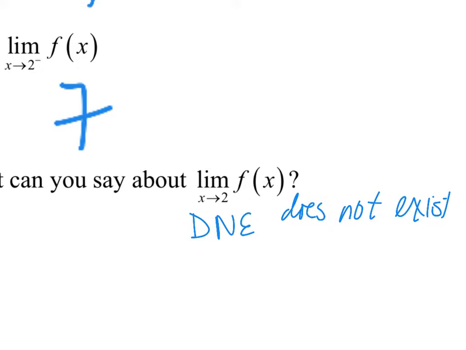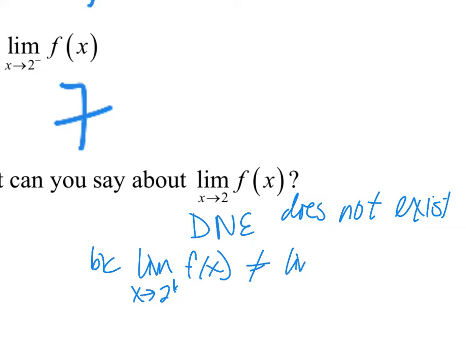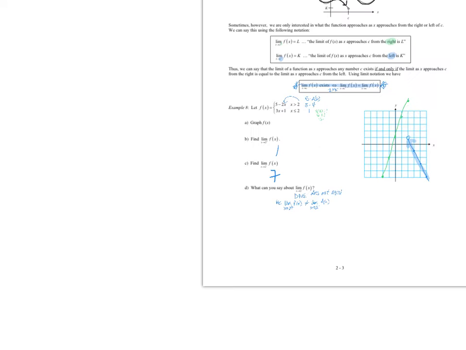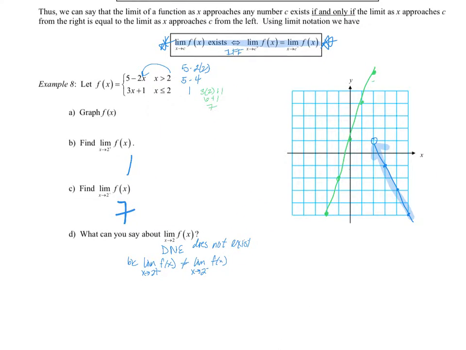And the reason it does not exist is because the limit as x approaches 2 from the right of f of x does not equal the limit as x approaches 2 from the left of f of x. Okay? Let me clean that up a little bit. Okay, so if they were approaching the same value, then it would exist. But since they don't, the limit does not exist. Okay. So there's that.